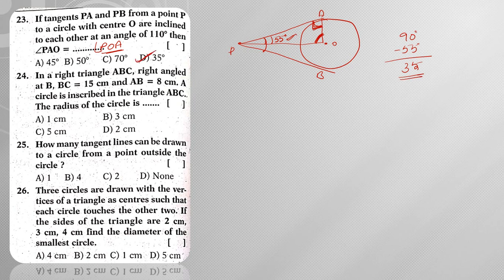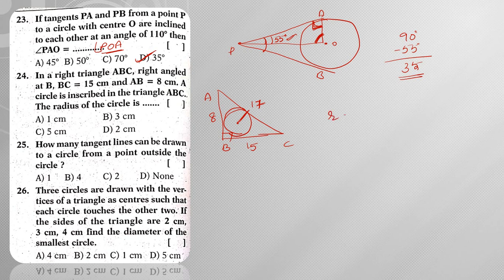Next, in a right angle triangle ABC, right angle at B. BC is equal to 15 centimeters, AB is equal to 8 centimeters, and a circle is inscribed inside the triangle. Already we know by using Pythagoras theorem 8, 15, 17, which is nothing but the Pythagorean triplet. Now he is asking you to find the radius of this particular circle.